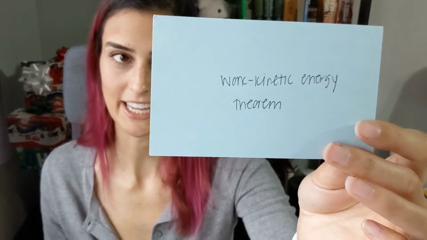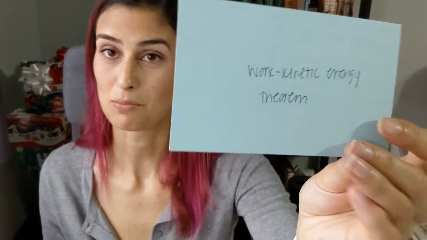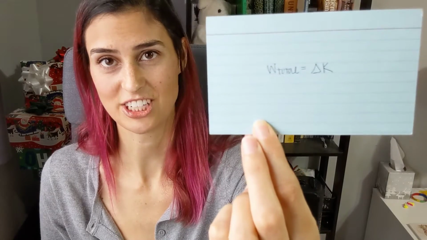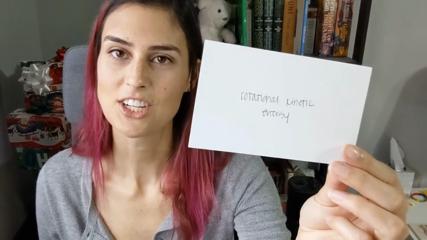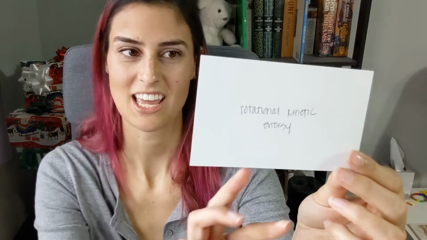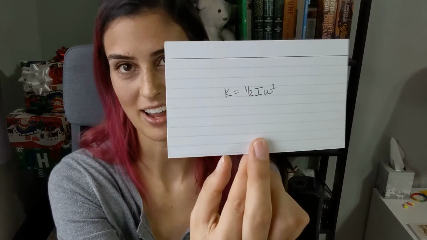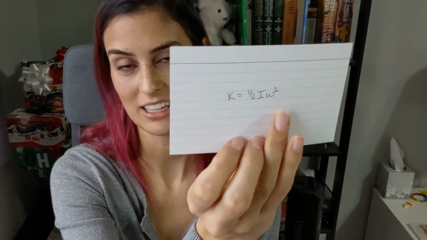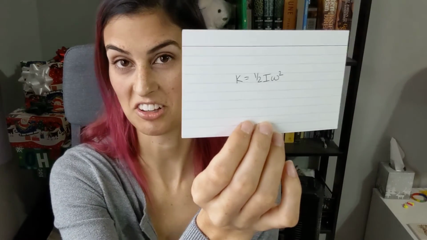The work kinetic energy theorem. Pretty simple. This is just saying that the total work is equal to the change in kinetic energy. Rotational kinetic energy, K equals 1/2 I omega squared, where omega here is the angular velocity, and I is the moment of inertia.